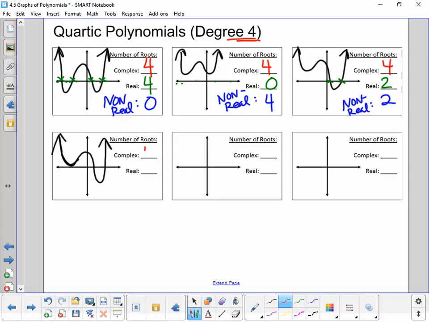It's a quartic function. I know it has 4 total complex roots. I see 1 here, but it has a multiplicity of at least 2. And I see 2 more here. So altogether, I can see 4 real roots. So it must have 0 non-real.